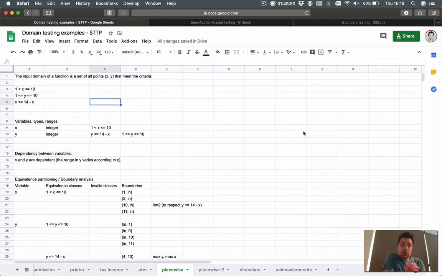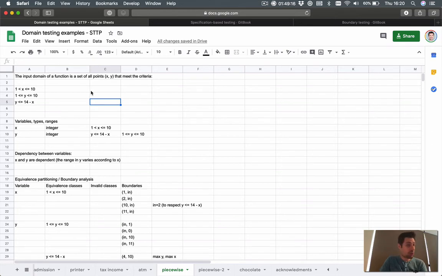Hi. So this one here is actually a more theoretical example that we see a lot in books about domain testing, and I'm gonna show you why this example is so common. So let's suppose you have the input domain of a function. This function has an x and a y, and they have to meet the following criteria. So x has to be greater than 1 and smaller than or equal to 10.